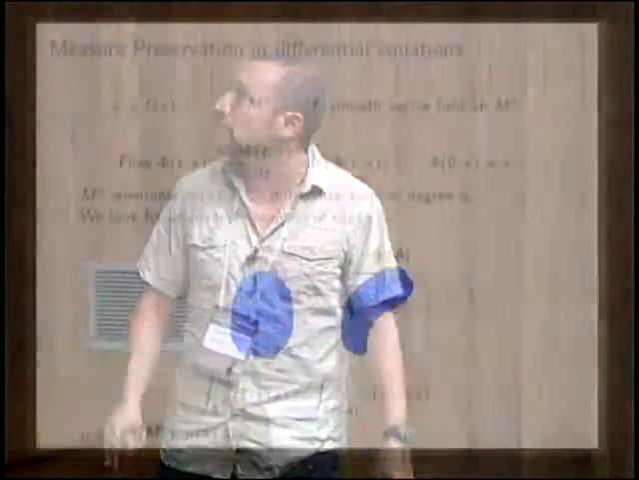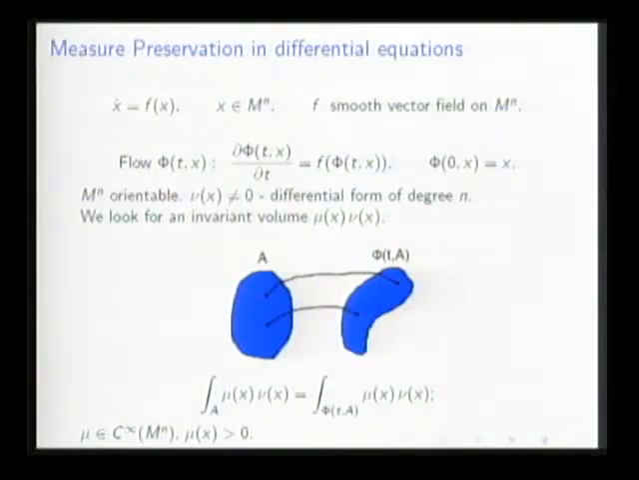I have to say at this point that I'm only going to be considering smooth measures. In some applications, people care about measures that are non-smooth. Well, I'm not going to say anything about those here. So I'm only going to talk about existence of smooth invariant measures.